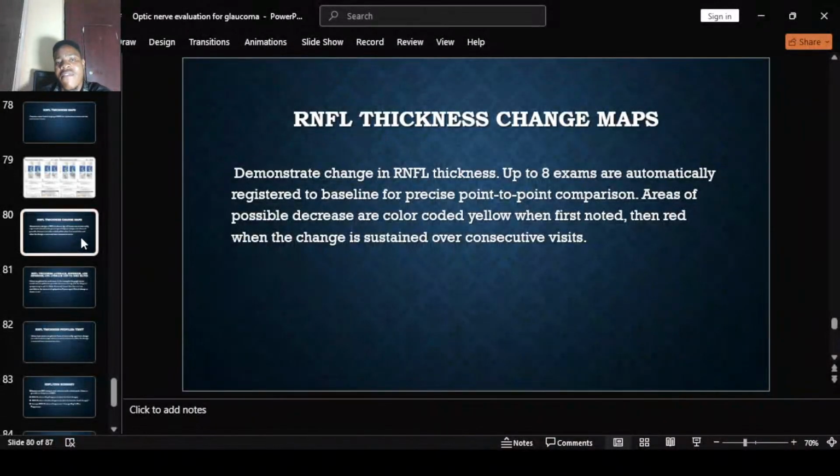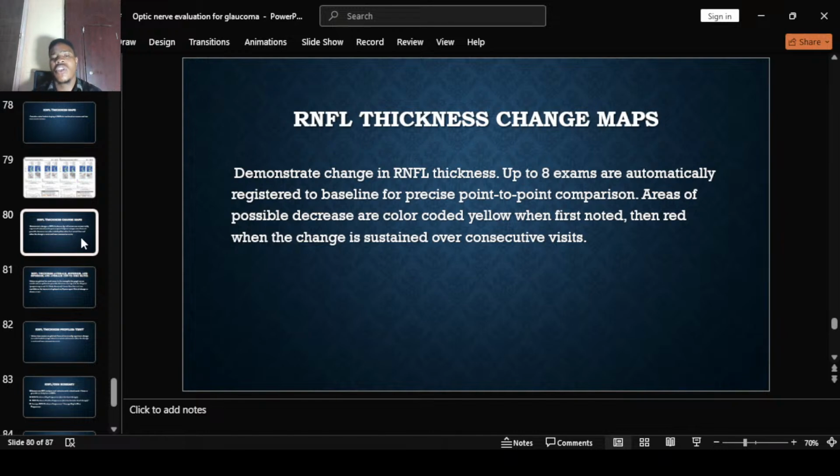So the retinal nerve fiber layer thickness change map. In this map, it demonstrates change in RNFL thickness. Up to 8 exams are automatically registered to baseline for precise point-to-point comparison. Areas of possible decrease are color-coded yellow when first noted, then red when the change is sustained over consecutive visits.